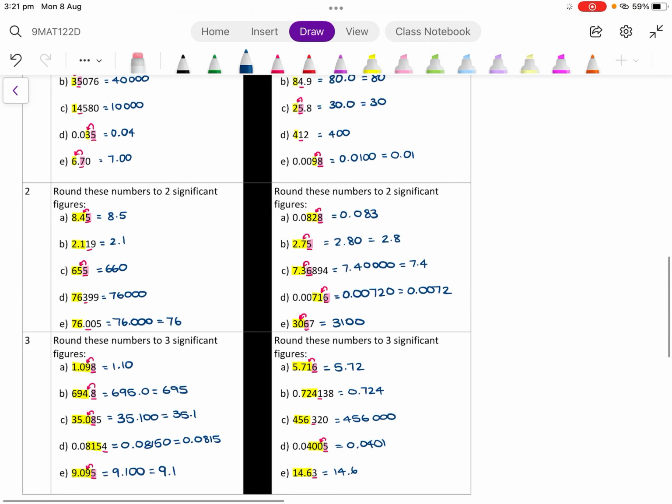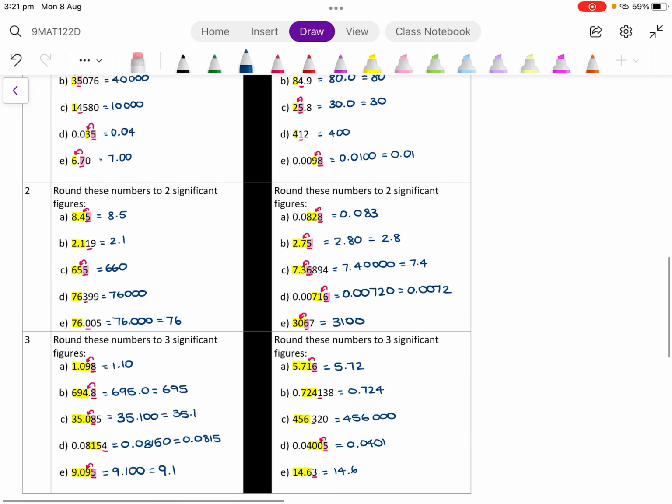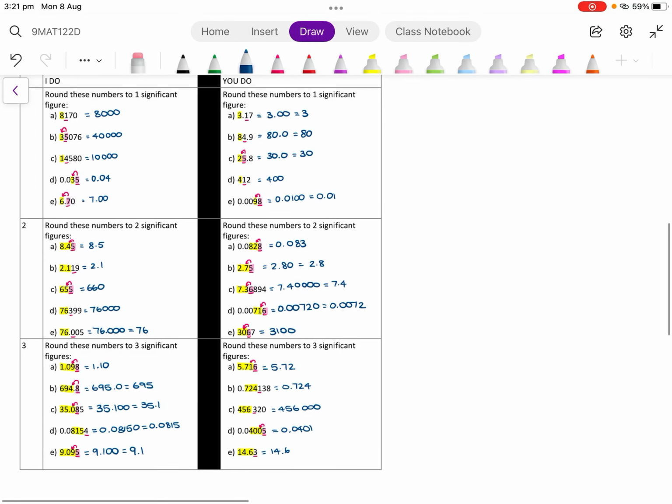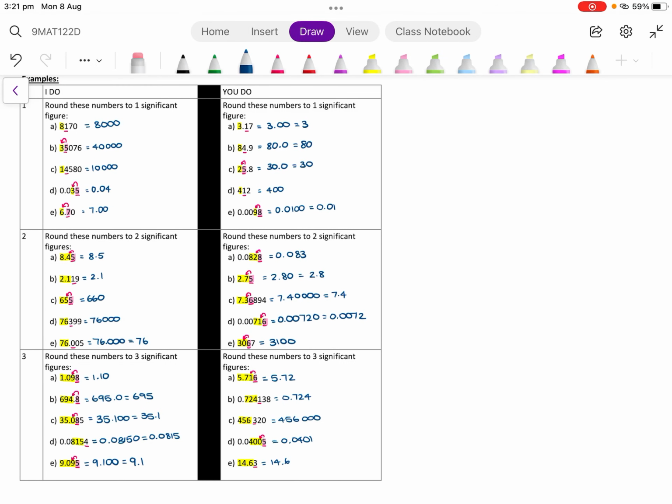Alrighty, so they are the answers. So make sure you copy them down and then have a go at the worksheet and your booklet.